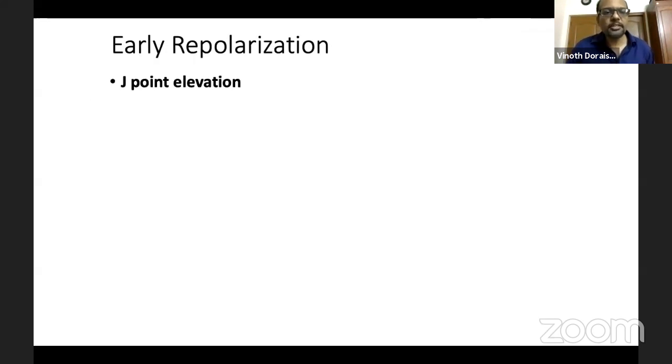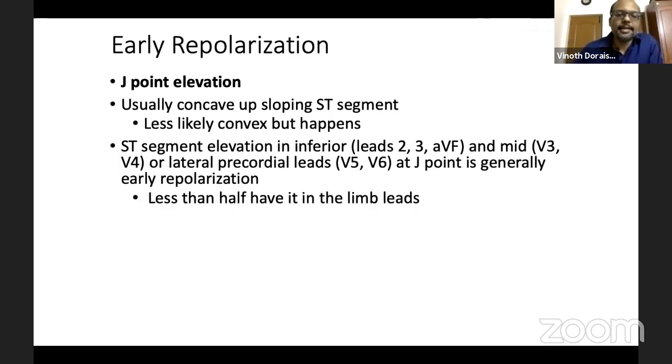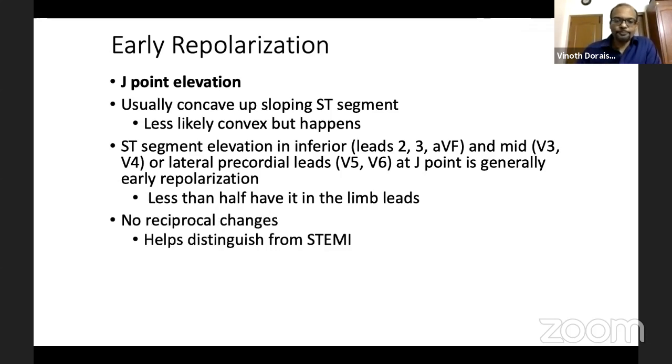Coming to early repolarization, you will basically have a J point elevation with a concave upsloping ST segment, or the smiley face. Sometimes you can also have a convex one, but that is less likely. Usually this ST segment and J point elevation will happen in the inferior leads and the lateral leads. The important distinguishing features from myocardial infarction: number one, a myocardial infarction will happen in the territory of the blocked coronary artery, and you will have reciprocal ST segment changes in myocardial infarction, but that will not happen in early repolarization.